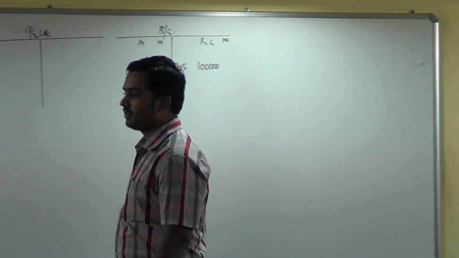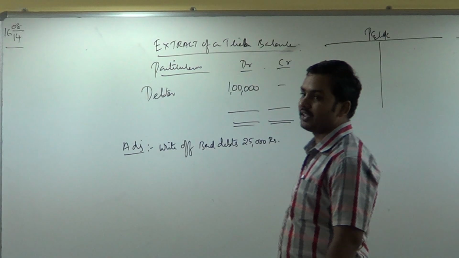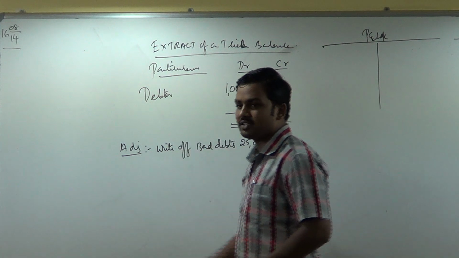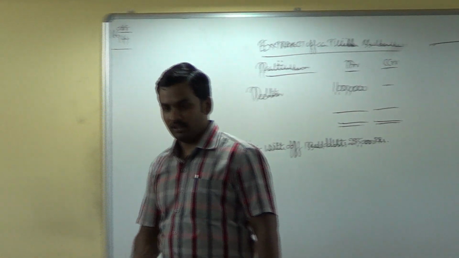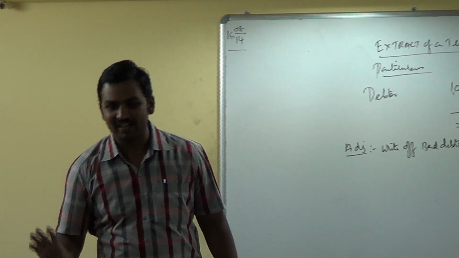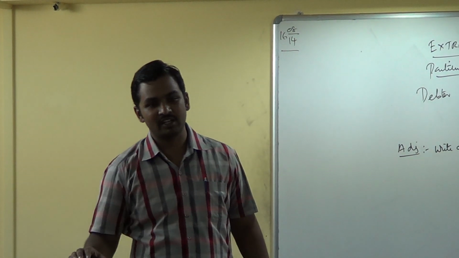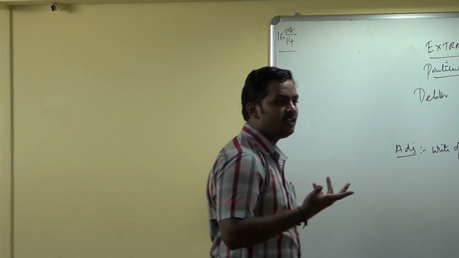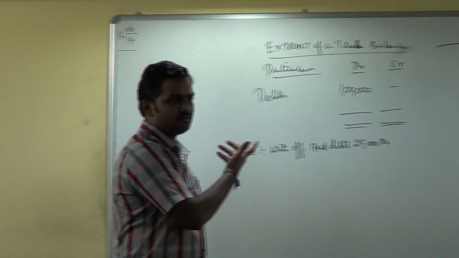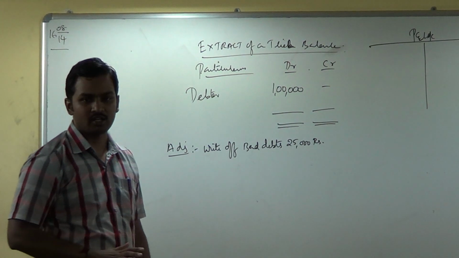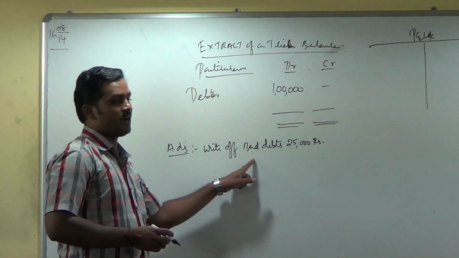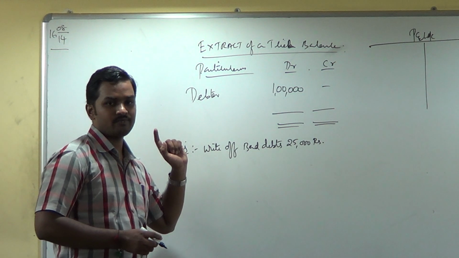What is the adjustment saying? Write off bad debts 25,000 rupees. And see the trial balance. Inside the trial balance, do you have bad debts? If it is not given, that means it is not there. If it was there, I would definitely give it to you. Is it clear? So if I read the trial balance, I don't find any bad debts. So I'll assume that bad debts ledger account is not there at all. Okay. Now what is the adjustment asking you to do? Write off bad debts 25,000 rupees.